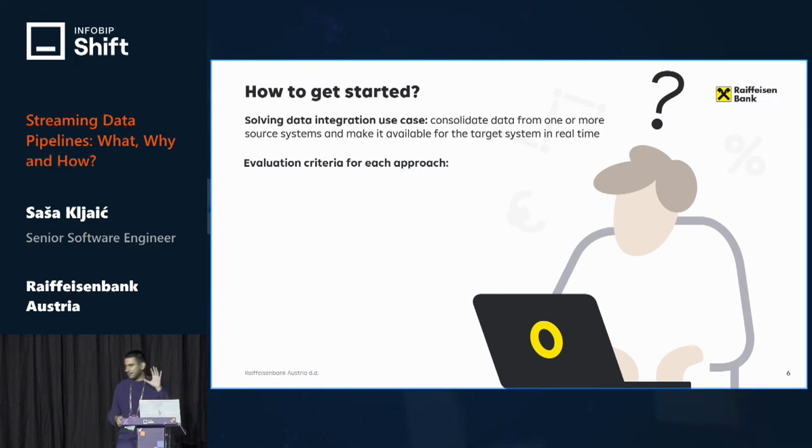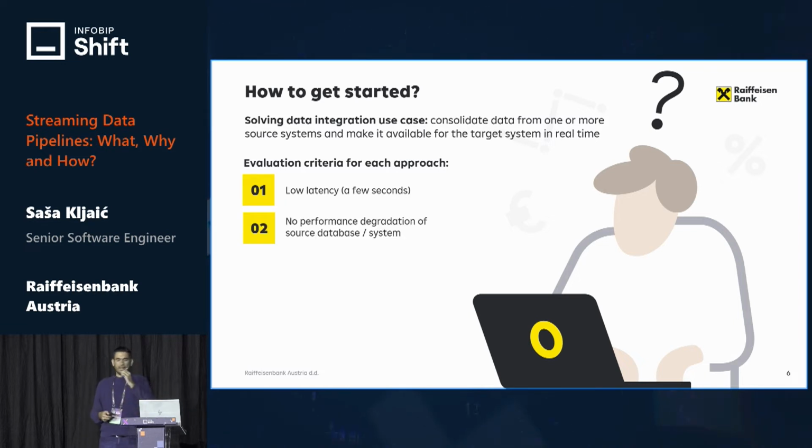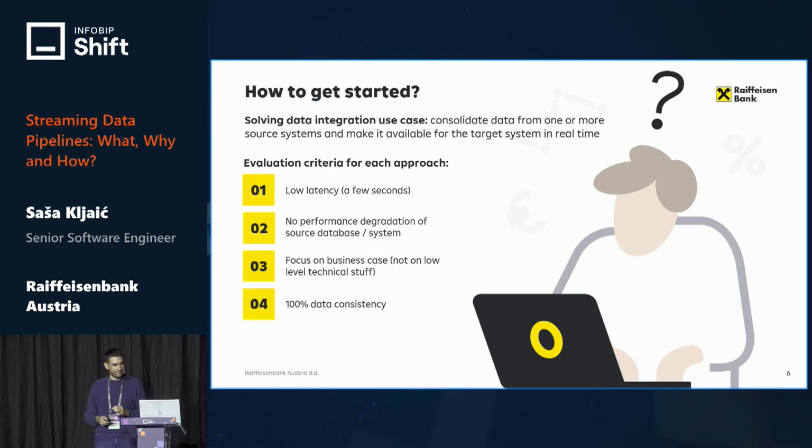We will solve a data integration use case where you have to combine data from one or more source databases and make it available to the target system in real time. I will show you 4 different approaches and I will evaluate each one of them based on the following criteria. First, we want to have a low latency of a few seconds. Second, introduction of a streaming data pipeline must by no means degrade the performance of our source database or our source system in general. Next, we want to focus on delivering business value, not dealing with low-level technical stuff.